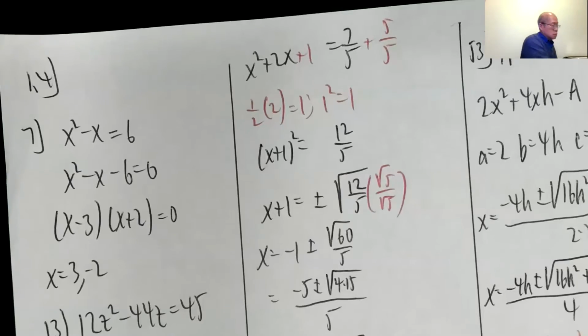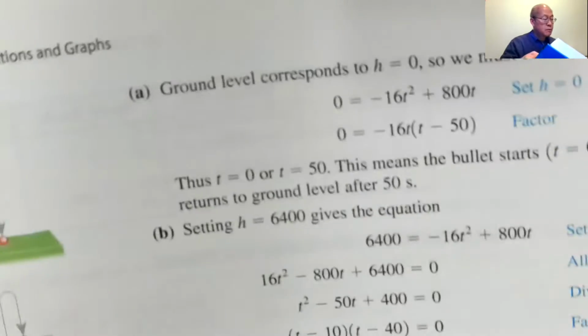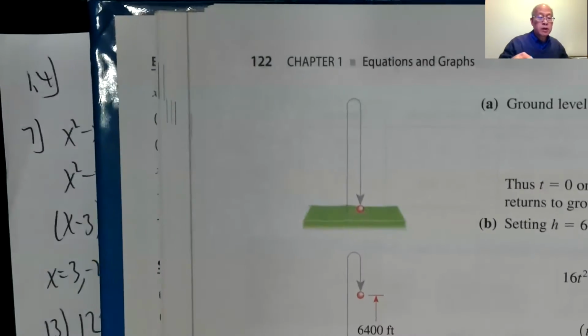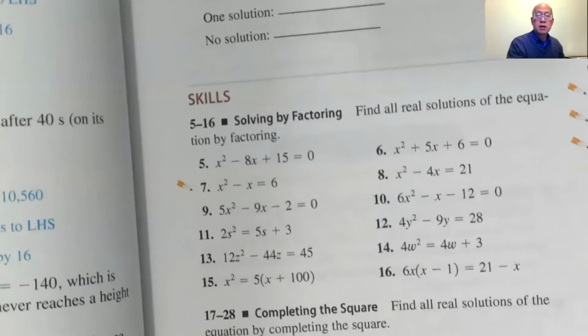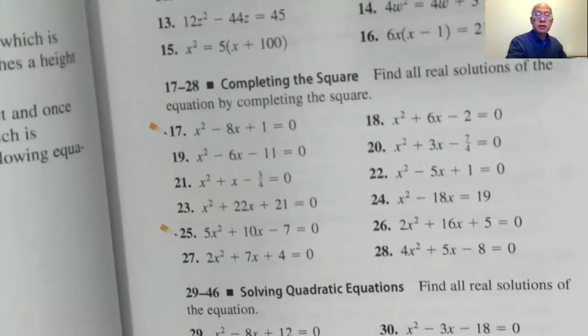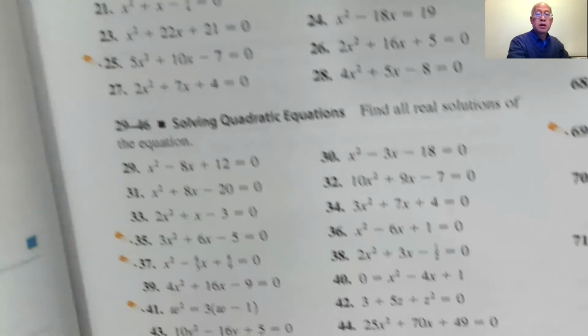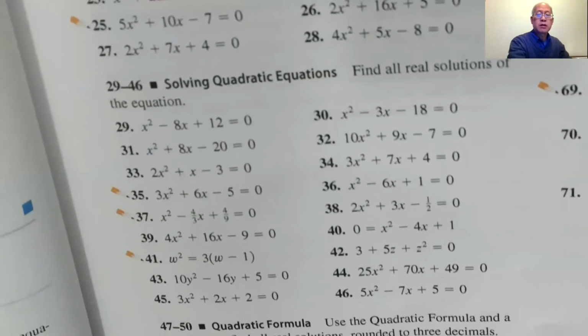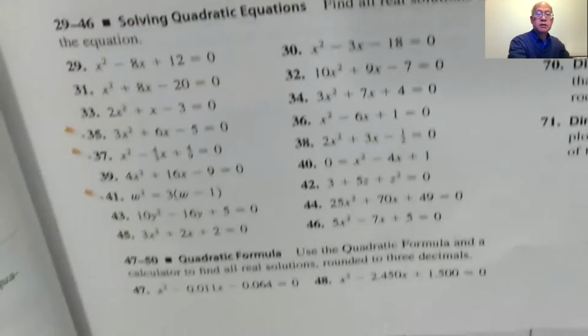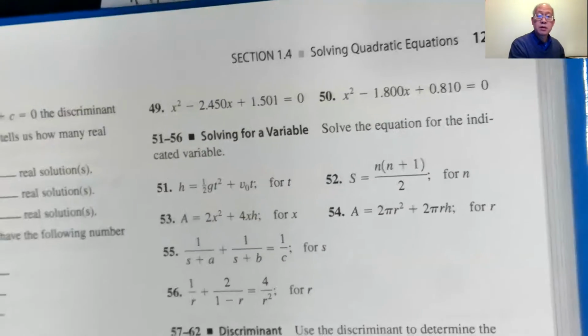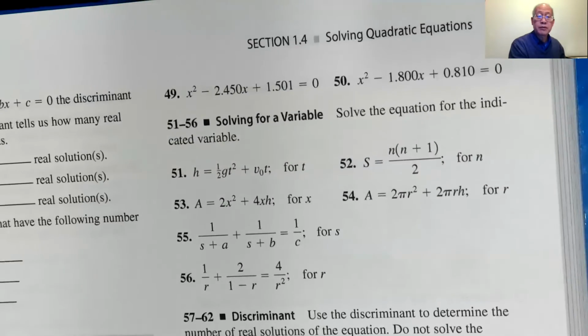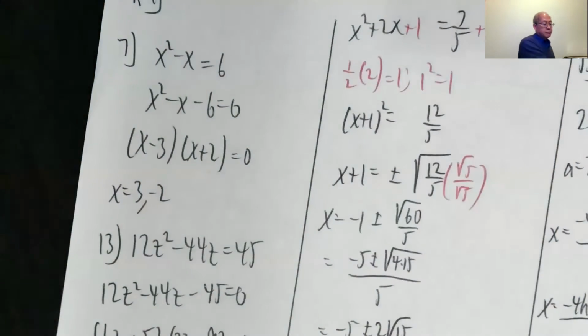This is section 1.4. So let me show you the problems in the text. Okay, so page 122, starting with 5, solve by factoring, completing the square, quadratic equations, quadratic formula, and solving for a specific variable. Okay.